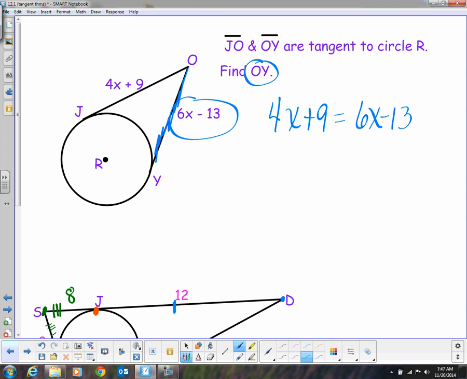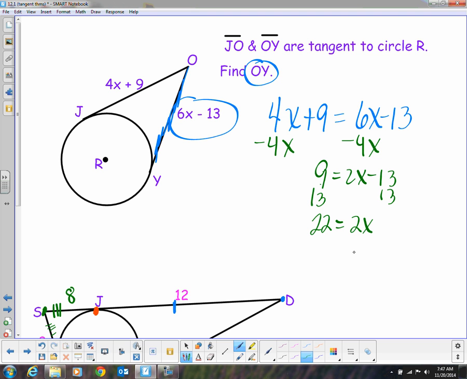So let's go back and let me finish this one. How do we finish this one? Subtract 4x from both sides. So we got 9 is equal to 2x minus 13. Then what? Add 13. So now we're going to have 22 is equal to 2x. Then what? And what do you get? Now, that is great. That is a happy face.